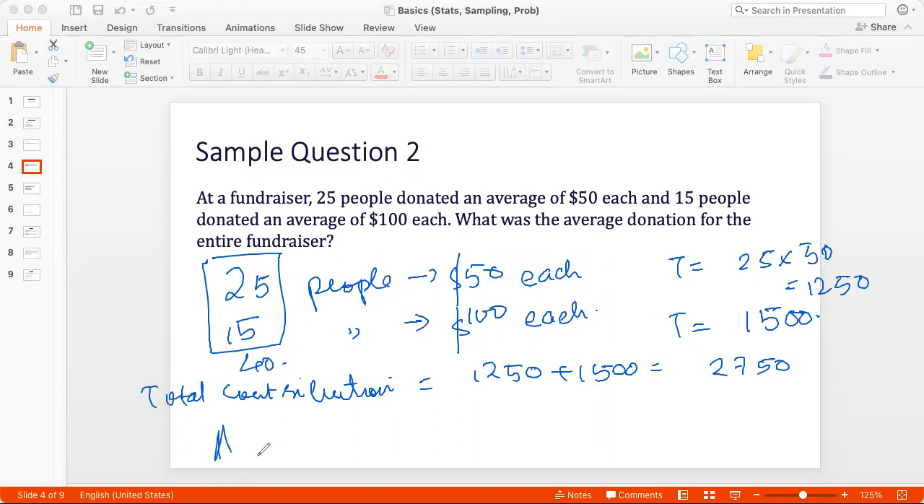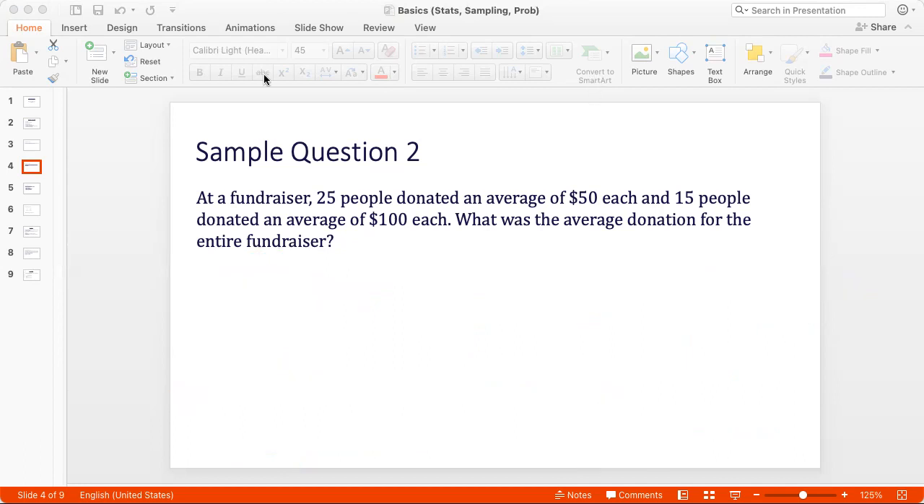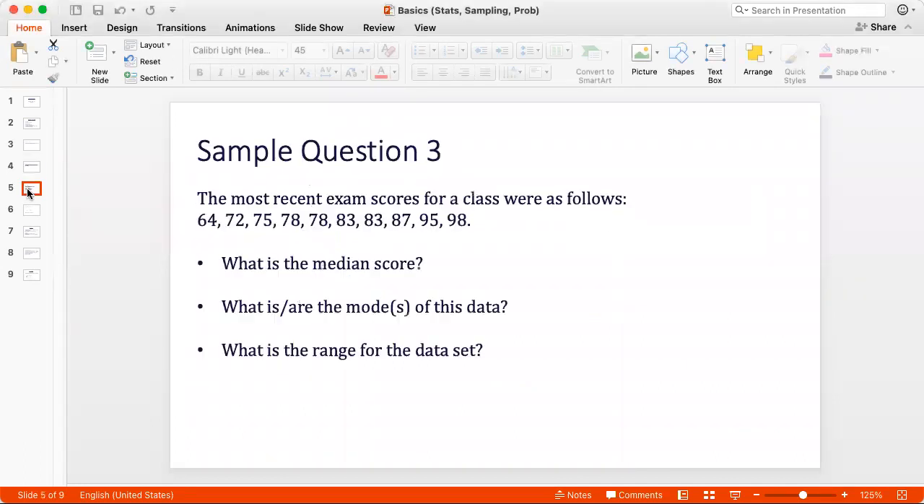So the average donation to the fundraiser will be 2750 divided by 40. The zeros cancel out. 4 sixes are 24, 35, 4 eights are 32. 68.75. So the average contribution per person at the fundraiser is $68.75. Okay, so that was this question.